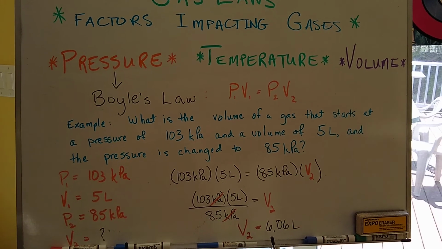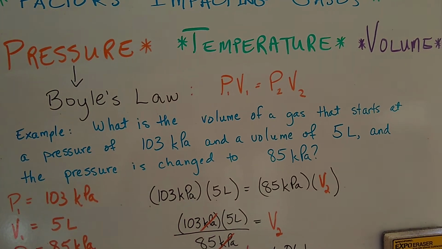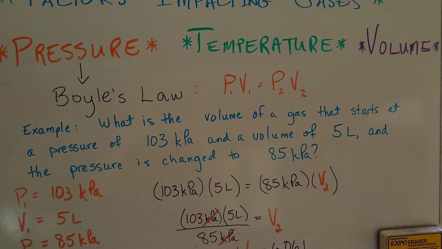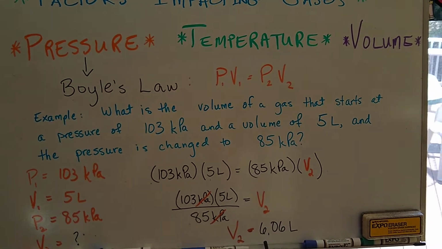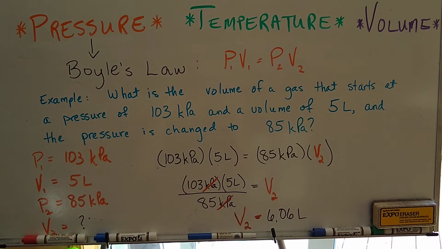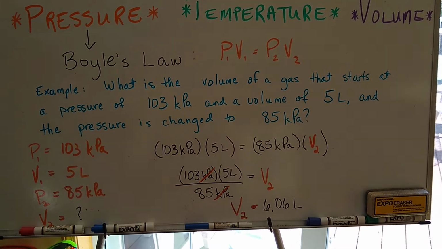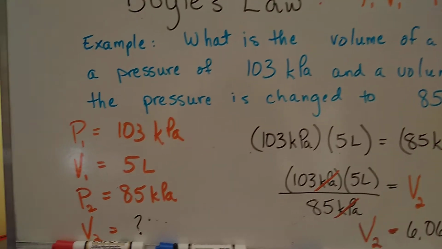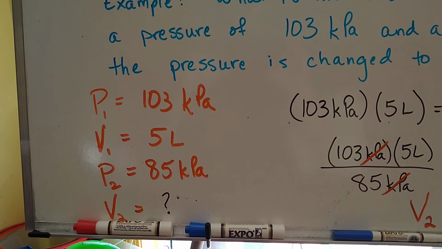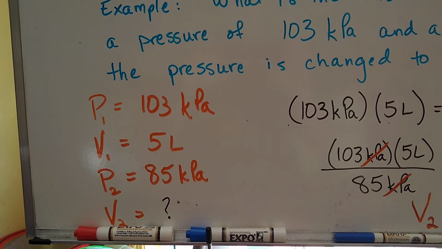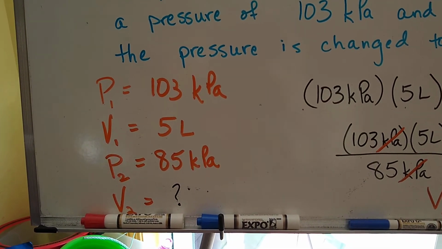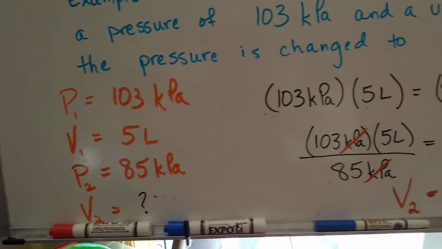For example, what is the volume of gas that starts at a pressure of 103 kilopascals and a volume of 5 liters, and the pressure is changed to 85 kilopascals? Since the pressure went down, you can assume that the volume will go up. If we use our standard method of solving problems and write down our variables, pressure 1 is 103 kilopascals, volume 1 is 5 liters. Pressure 2 is 85 kilopascals, and volume 2 is unknown.